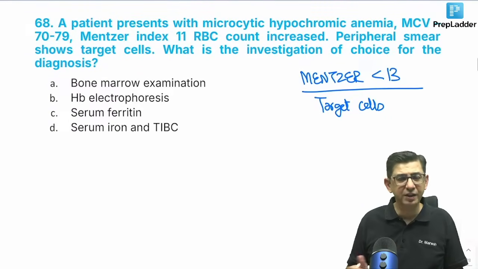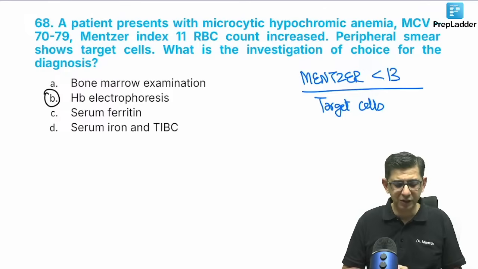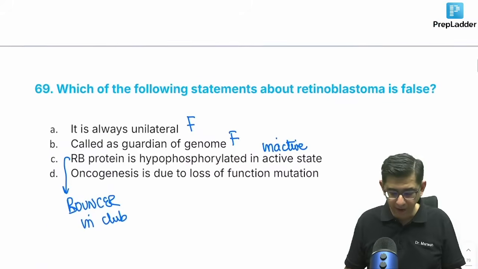Then there is Menser index and target cells present. So we'll go with hemoglobin electrophoresis in this case, especially because the target cell word was highlighted and the Mentzer index mathematical value was also given in this case.